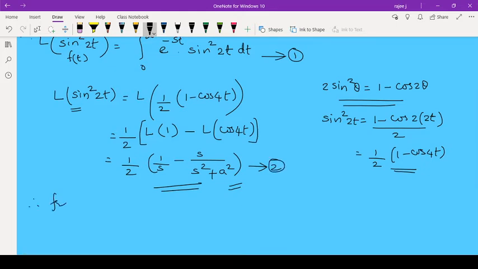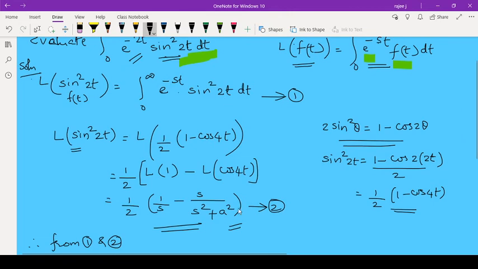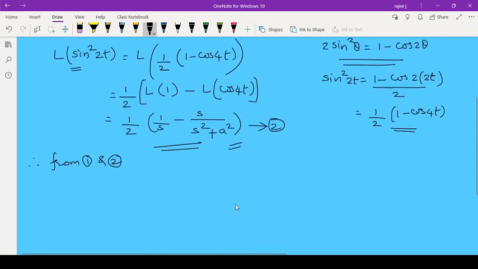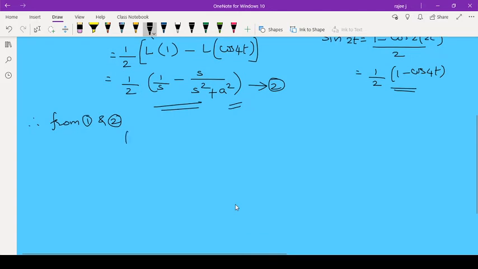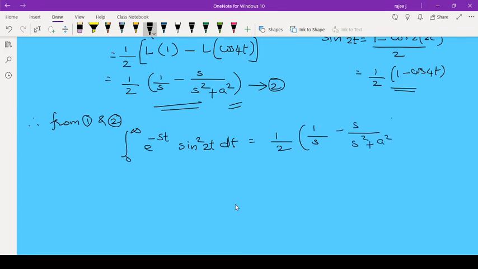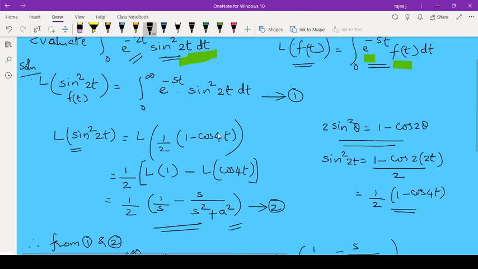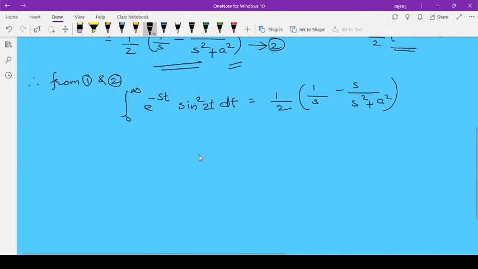So from 1 and 2, what we can write is this: LHS is same, so both RHS of 1 and 2 will be same. From 1 and 2 I will write here integral 0 to infinity e to the power minus st sine square 2t dt is equal to 1 by 2 into 1 by s minus s upon s square plus a square. Okay, so RHS of 1 is this one, e raised to minus st sine square 2t, and RHS of 2 is this. Okay, so we just equated that.